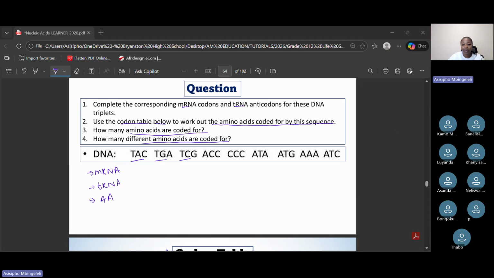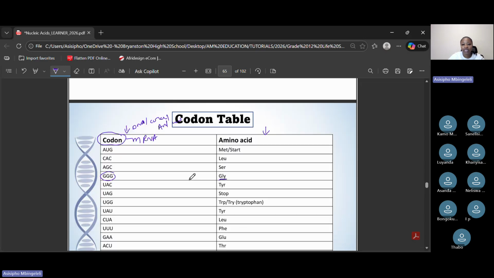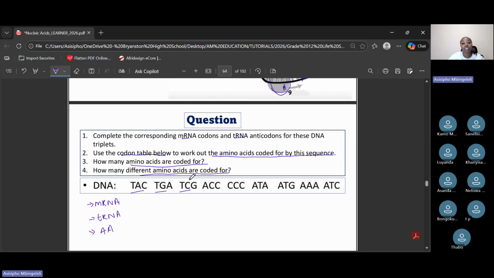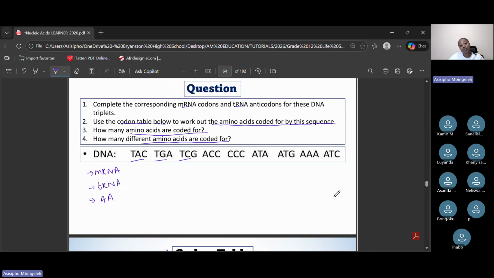If you don't have the table, please do let me know. I can take a picture and send it to the group. Now I'm just projecting these questions. You should have the table on your notes, but like I'm saying, if you need me to take a picture and send it to the group, please do say so. 4 minutes left. Time flies.